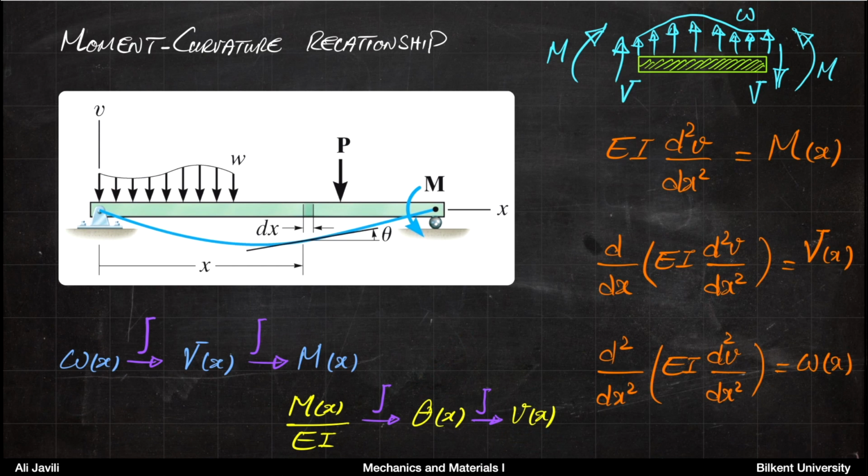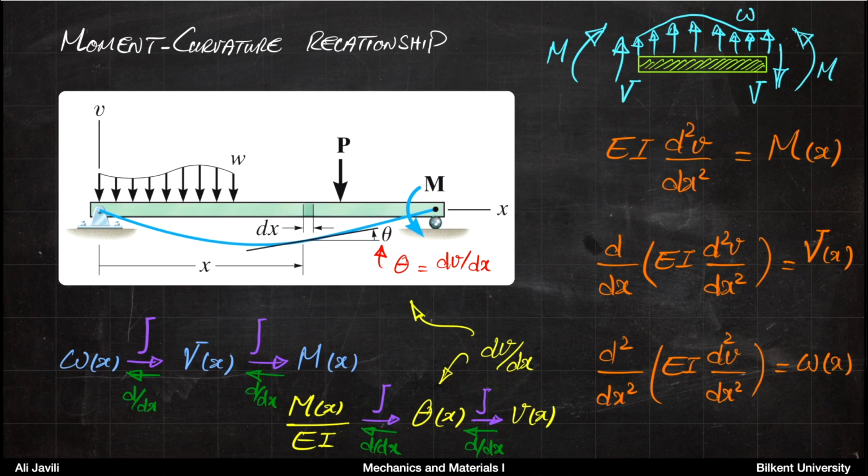So what does this mean? It means that if you start from w, you integrate 4 times to get the deflection function. But also it means that you can come backwards. So if you have the deflection, you can differentiate 4 times with respect to x to get to the distributed load w.